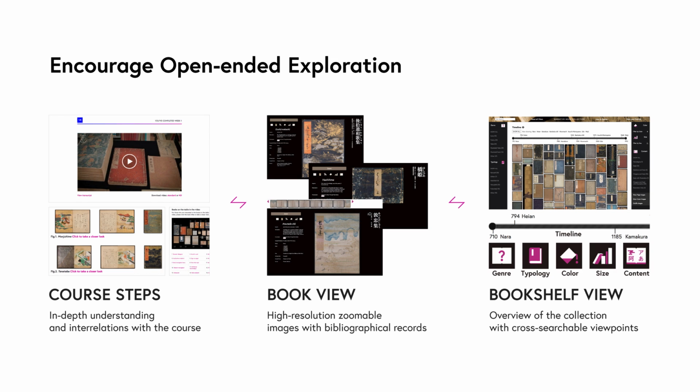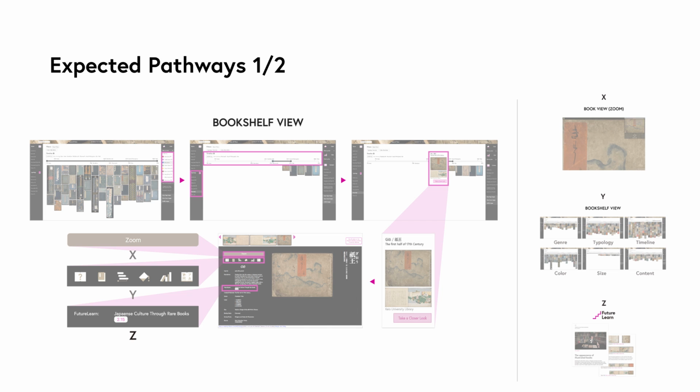The seamless linkage among the FutureLearn course steps, Book View, and Bookshelf View provides an open-ended environment where learners can cultivate their own pathways and wander around the collection. There are several pathways that can be followed, with mainly 2 touchpoints. The first one is the bookshelf view itself, where the user can visualize the whole content at a glance. The journey can start from the timeline that gives immediate response, filtering the contents according to the period of publication.